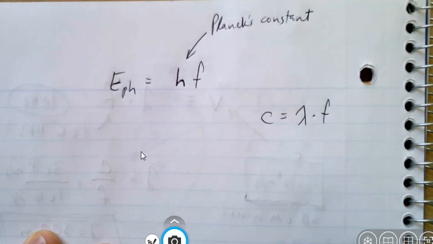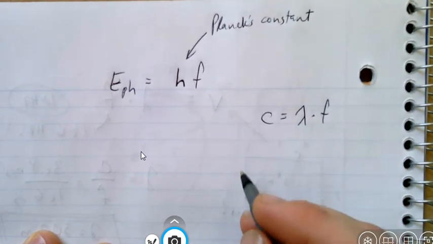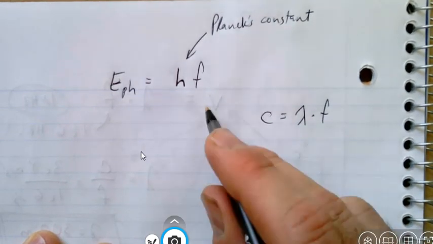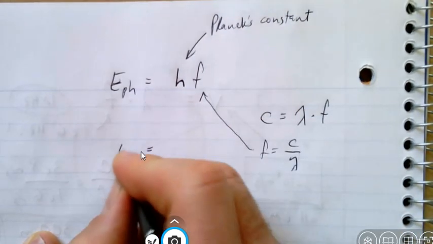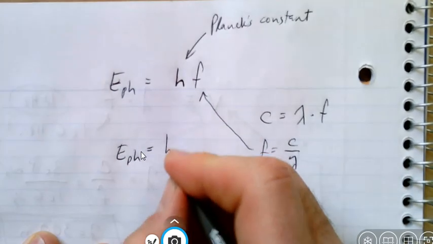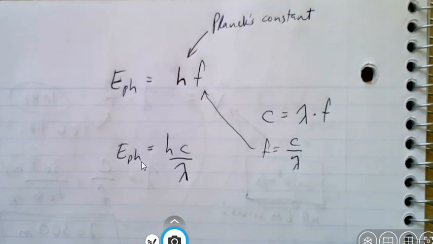Well, in order to do this, we need to figure out how to relate this. If frequency is equal to c over lambda, we can put this in over here. And so I can say that E of a photon is equal to h times c divided by lambda. So this is an equivalent way of looking at this problem. Well, I guess we need to know what h is.